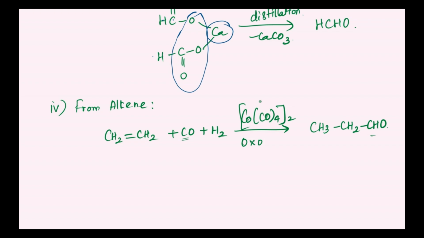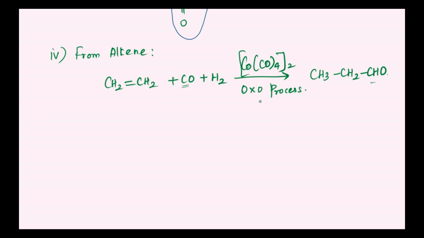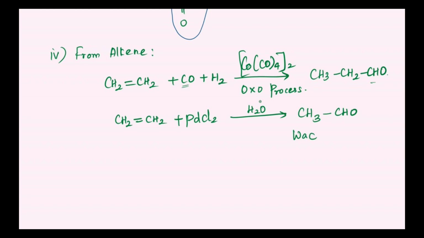This process is called the oxo process. And there is another method from alkene itself, that is CH2=CH2 with palladium chloride and water. It is producing the same number of carbons, CH3CHO. This process is Wacker's method. These two methods are also important, the oxo process and Wacker's method from alkene.